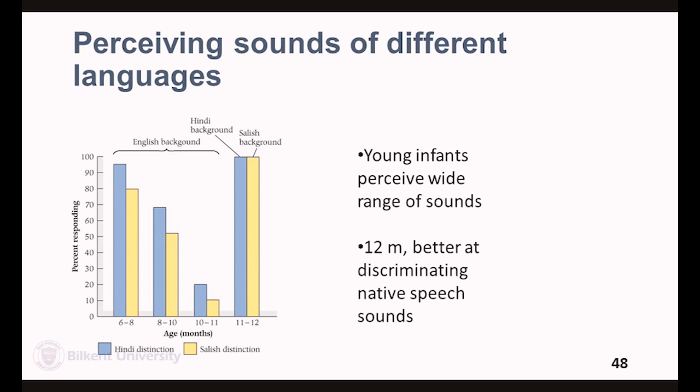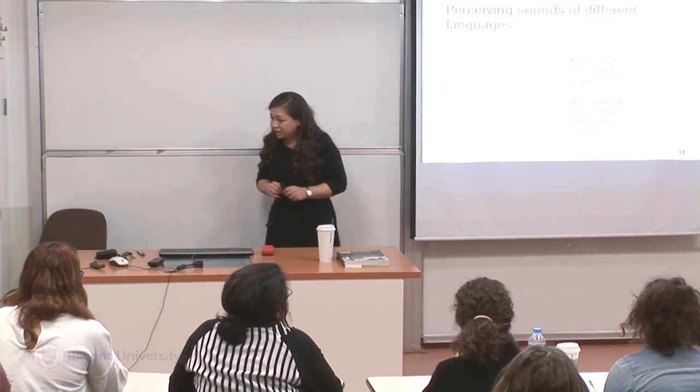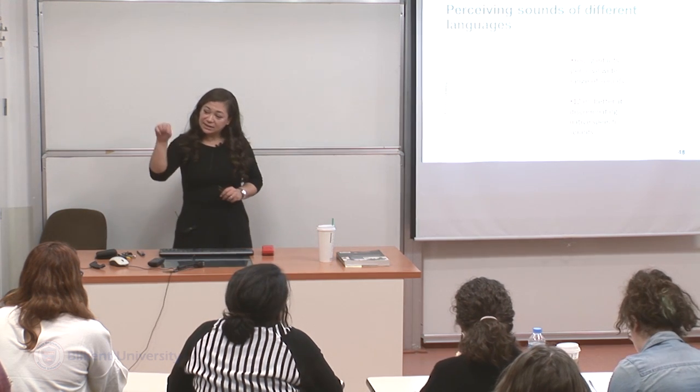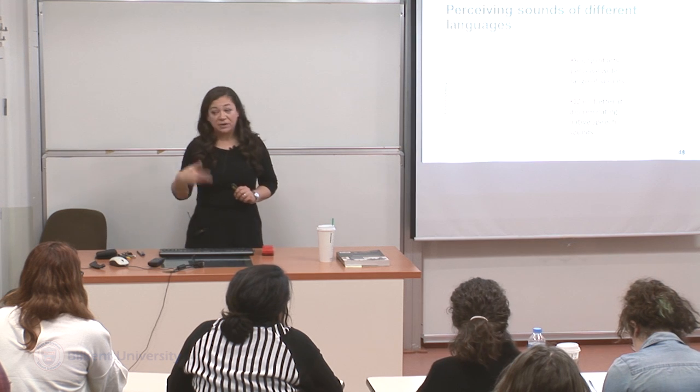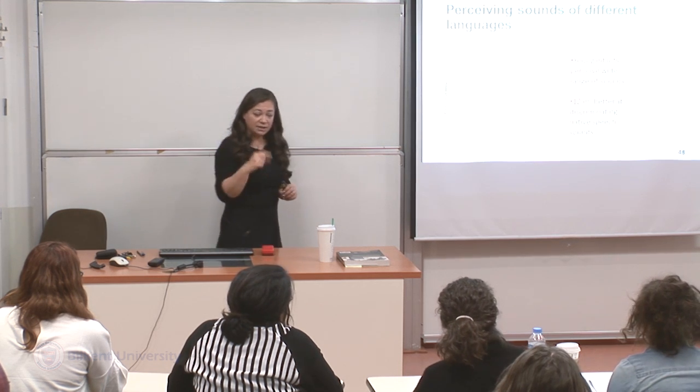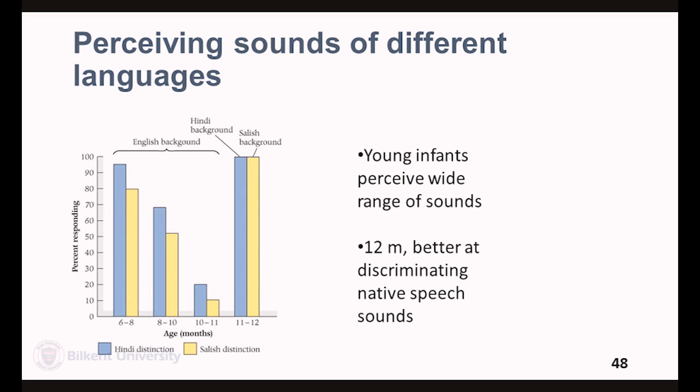Perceiving sounds of a different language. Young infants perceive a wide range of sounds, but by 12 months of age, they're better at distinguishing the sounds of their native language. If there are 2 languages, both are fine. It doesn't have to be one language. But for example, these are kids who are coming from an English background. The blue ones are making Hindi sound distinctions, and the yellow ones are Salish sound distinctions. And here you have those who are from Salish backgrounds and those from Hindi backgrounds.